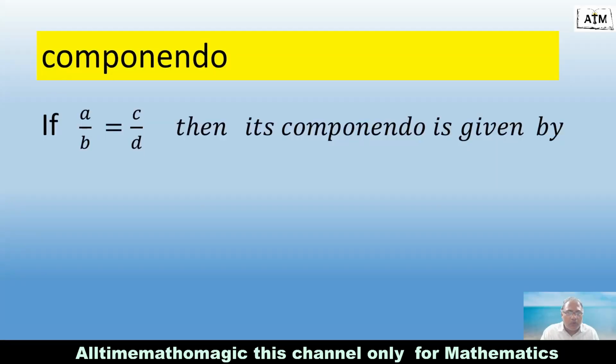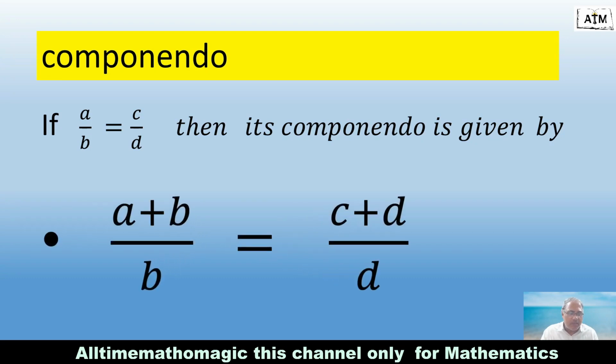Now let us define componendo. If A upon B equals C upon D, then its componendo is given by A plus B upon B equals C plus D upon D.